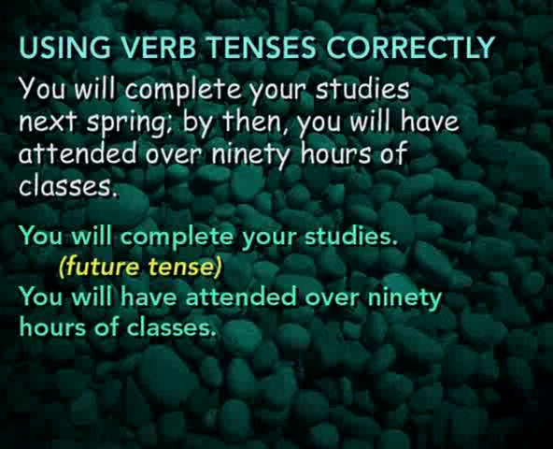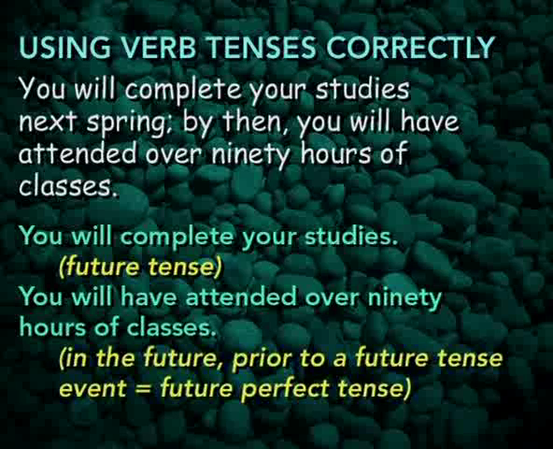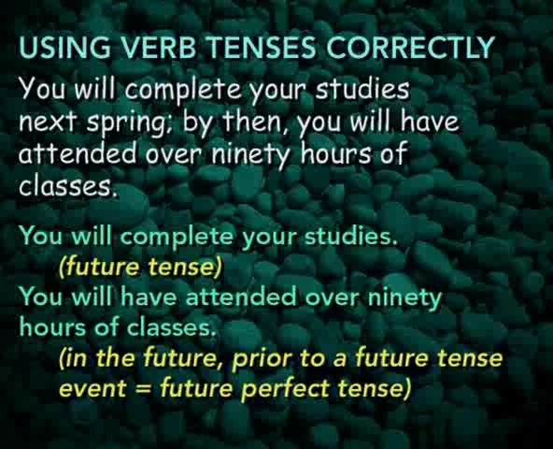After all, attending all those classes, all of that is part of the process of the studies. So that's an event happening in the future prior to a future tense event. Therefore, it should be set up in the future perfect tense, and that's correctly done in this sentence. You will have attended over 90 hours of class.